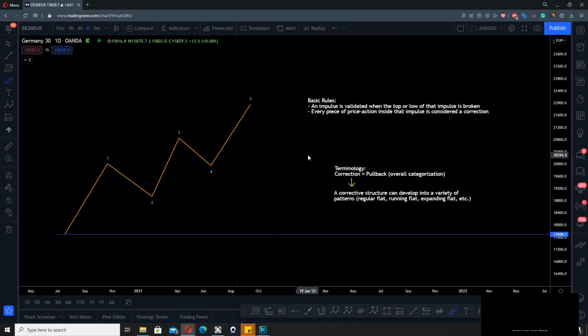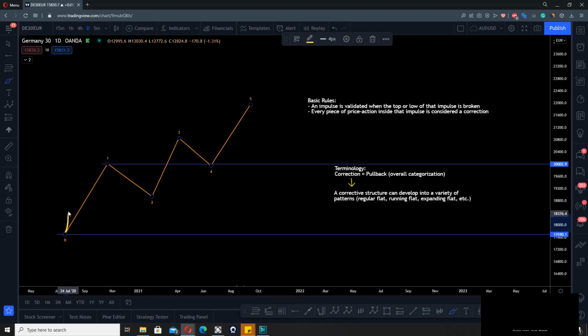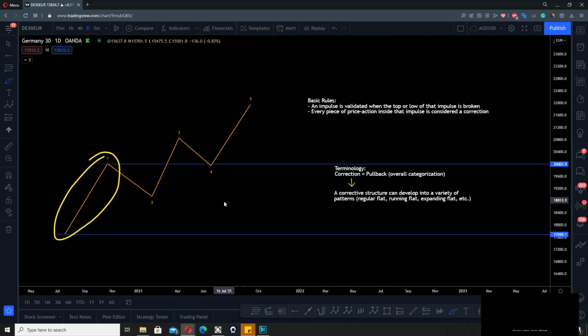Okay, let's get back to these rules here. An impulse is validated when the top or low of that impulse is broken. What does that mean? That means that when this top right here of this impulse, the market pushed up, it came down, and then it pushed up. It broke this top here. That means that this move up, this impulse here, becomes validated when we break that top. Oh yeah, and disregard these numbers, they don't mean anything.